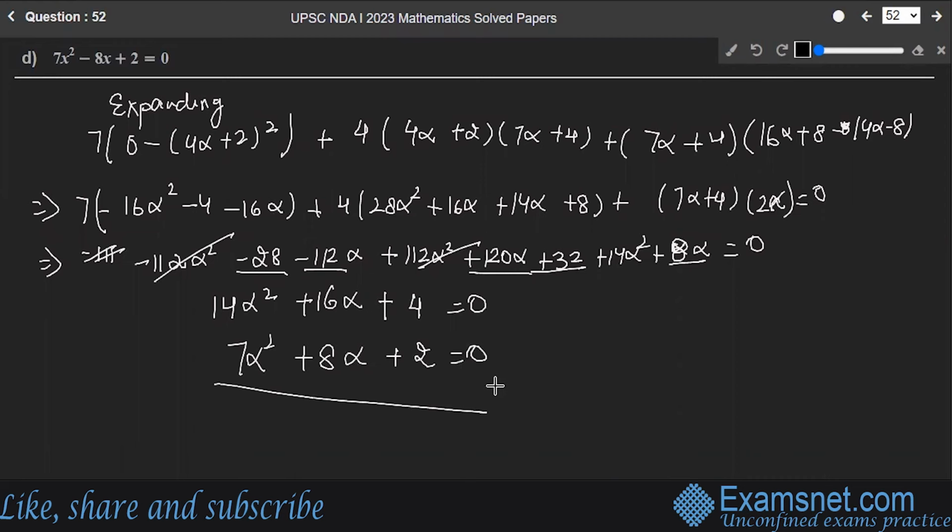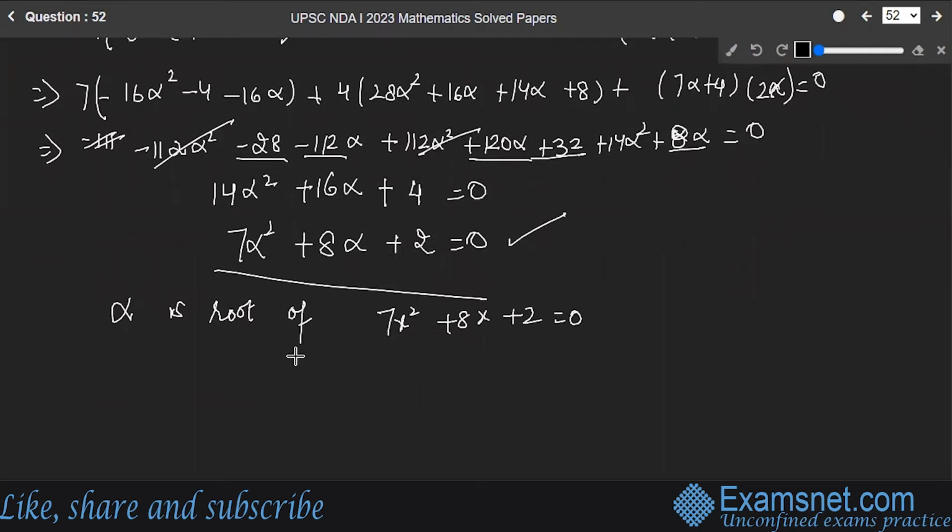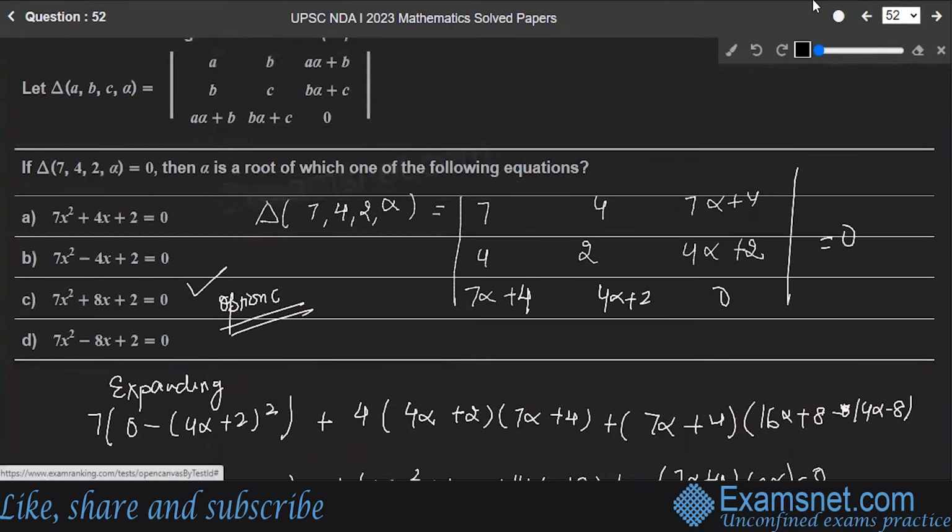So we got the equation actually. So alpha is the root of this equation, right? That means alpha is root of 7x square plus 8x plus 2 is equal to 0, which is option C, right? Hope you got this. Let's move to the next question, number 53.